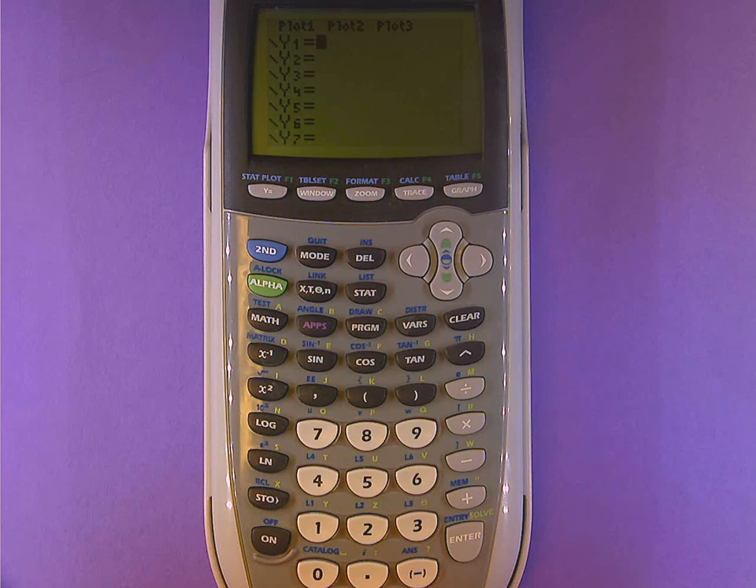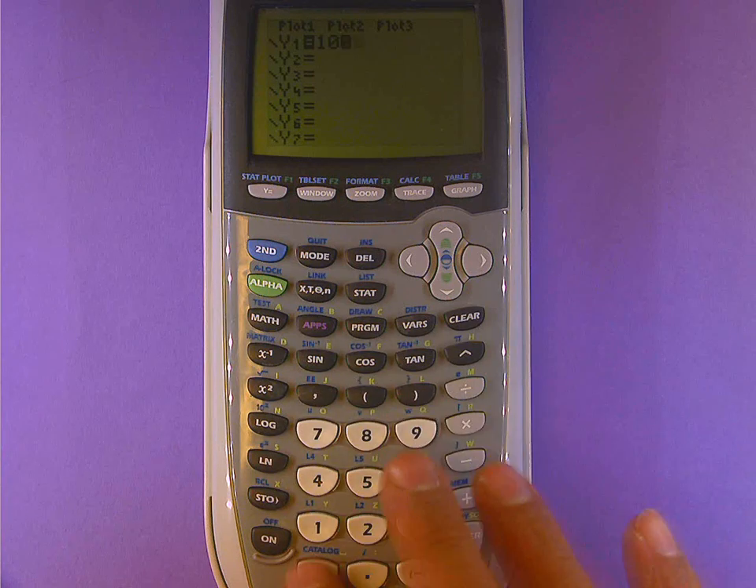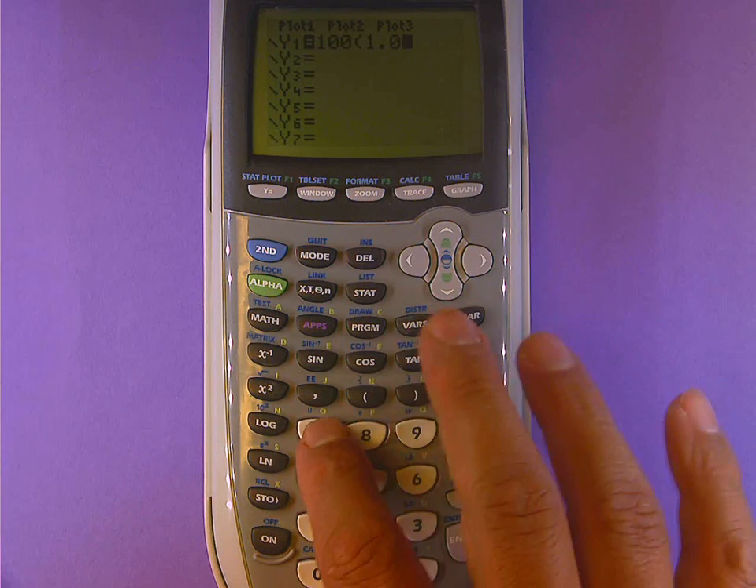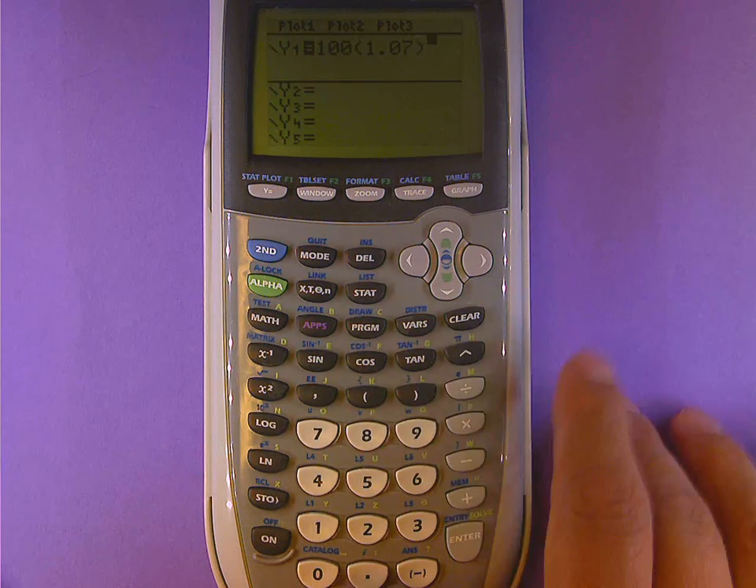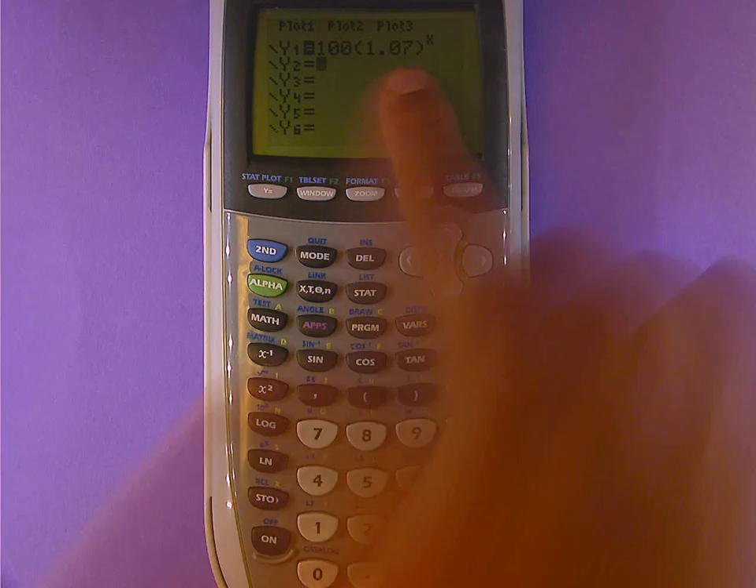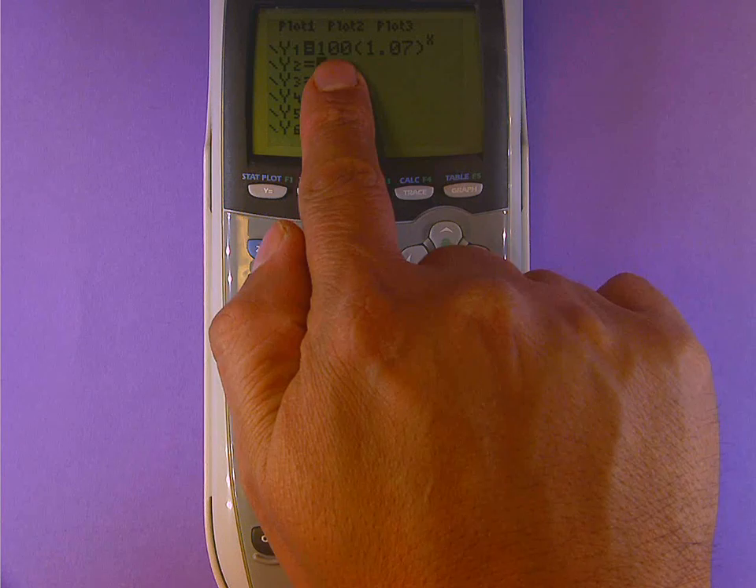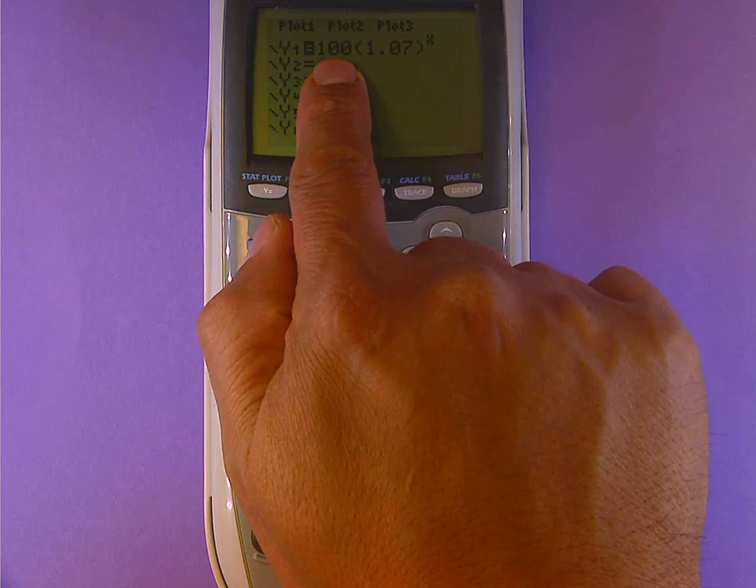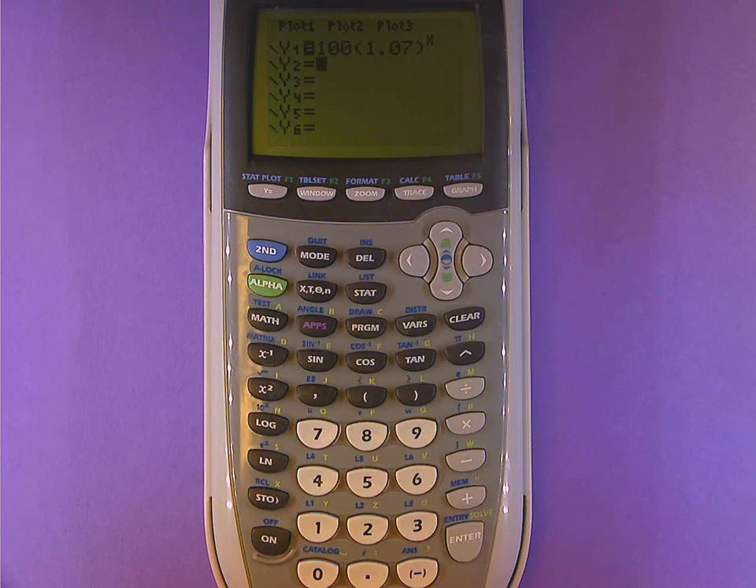First thing I'm going to do is push the Y equals button and enter our formula, which was 100 times 1.07 raised to the x. So now I have my equation in my graph. I'd like to set up a window. First thing we need to think about is what's happening with this graph. I realize that this is an exponential function. My factor is larger than 1. I'm starting at 100 and I'm going to get bigger.